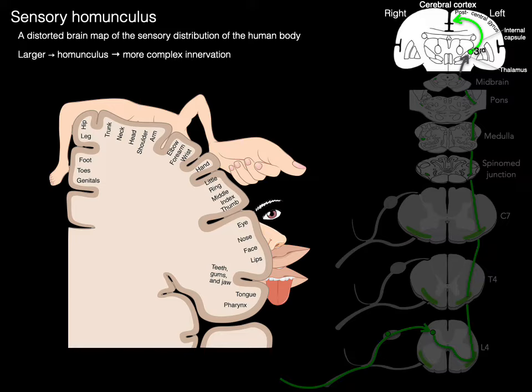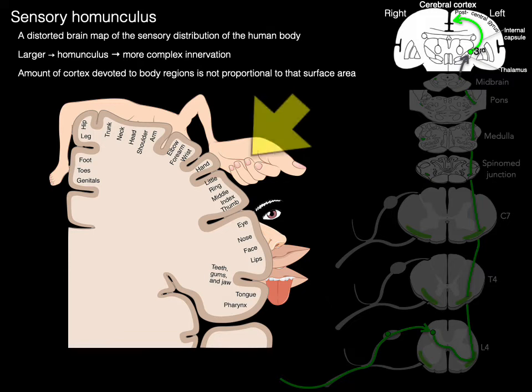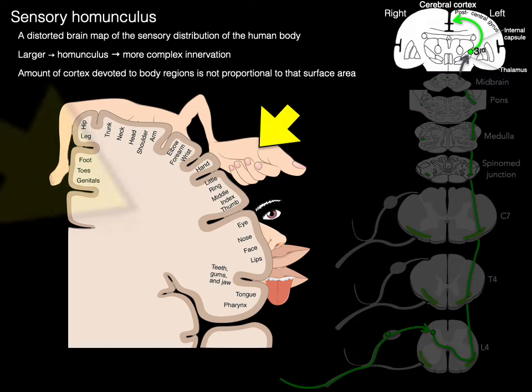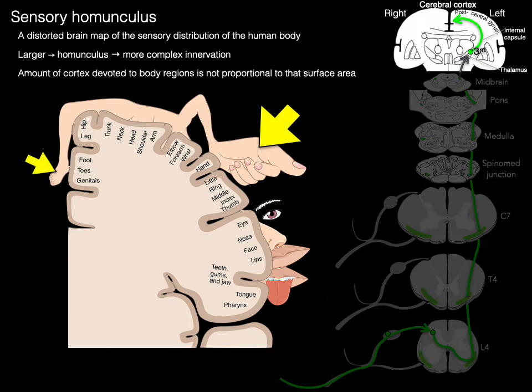Larger parts of the homunculus show more complex innervation, so the amount of cortex devoted to a body region is not proportional to its associated surface area. For example, you see how big the hand is compared to how small the foot is? That's showing that there's more complex innervation in the hand than in the foot.